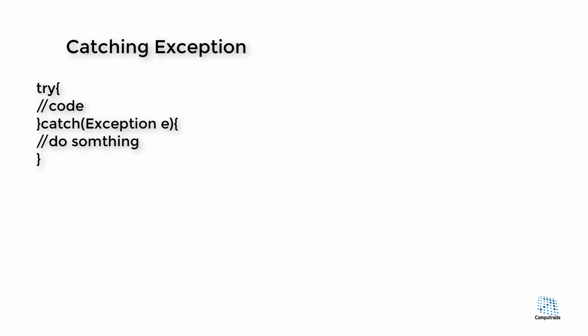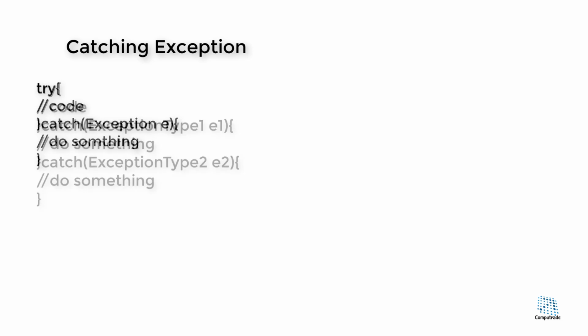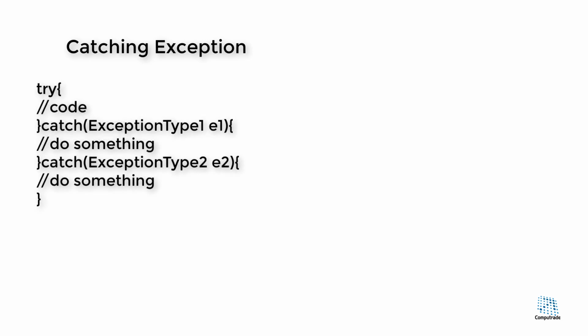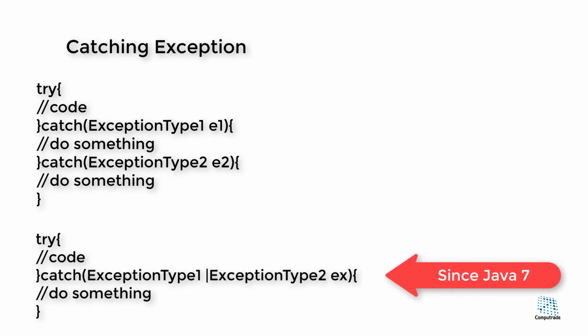Now let's talk about catching exceptions. A method catches an exception using a combination of try and catch keywords. A try-catch block is placed around the code that might generate an exception. A try block can be followed by multiple catch blocks. The syntax for multiple catch blocks looks like the following. Notice that since Java 7, you can handle more than one exception using a single catch block. This feature simplifies the code. Here's how you would do it.